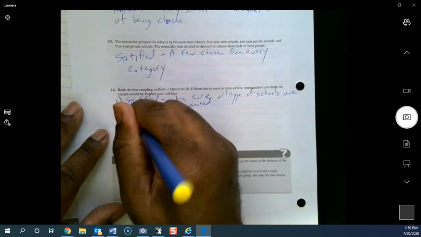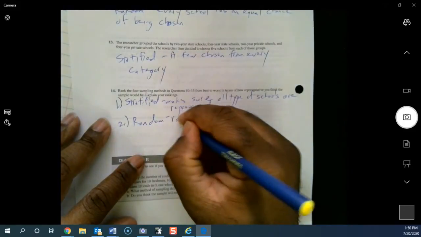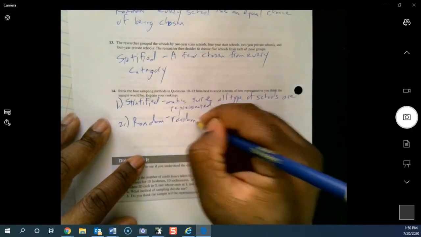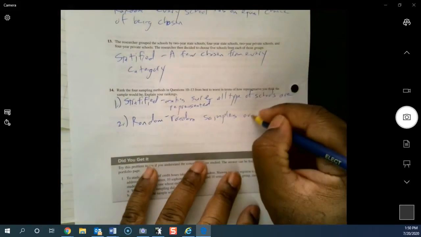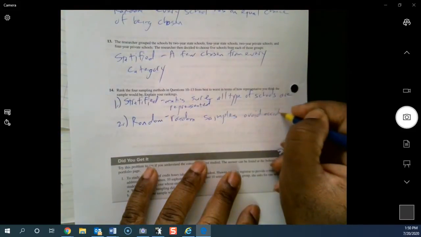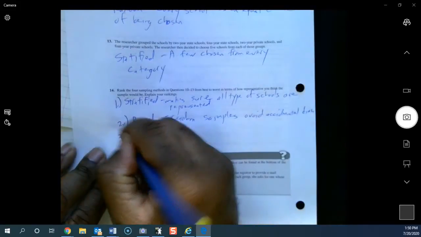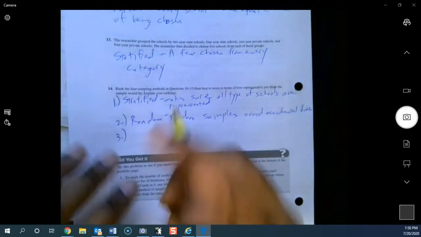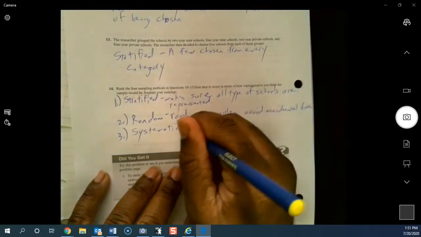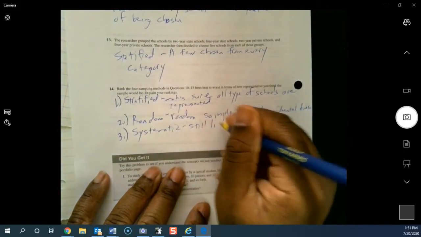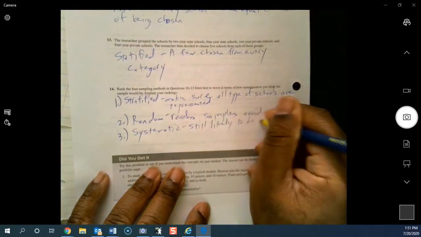The next would be random. Random samples avoid accidental bias. Okay, 3. I will go with systematic. Still likely to be a fairly good mix.